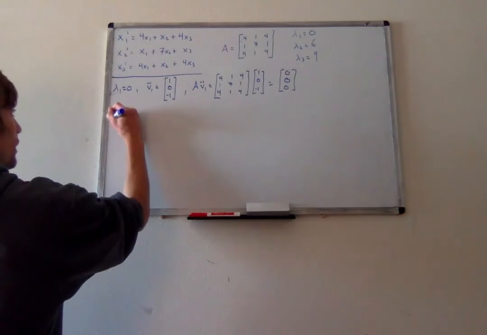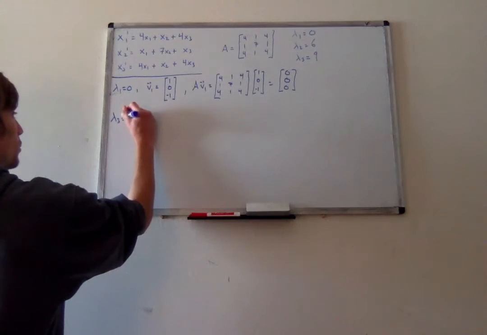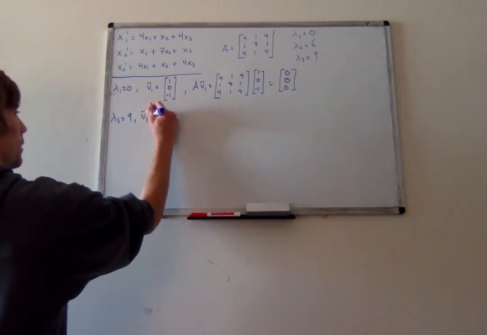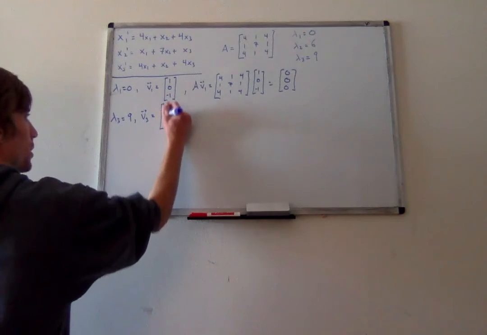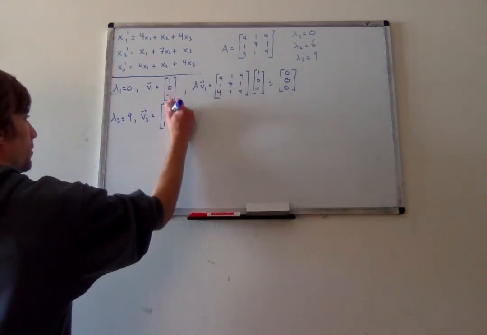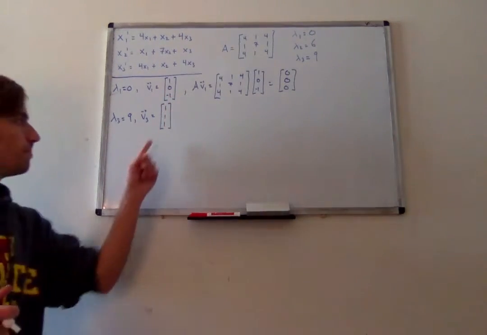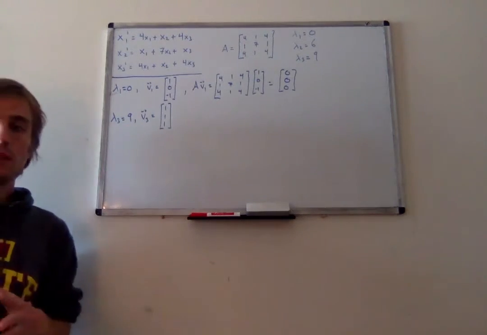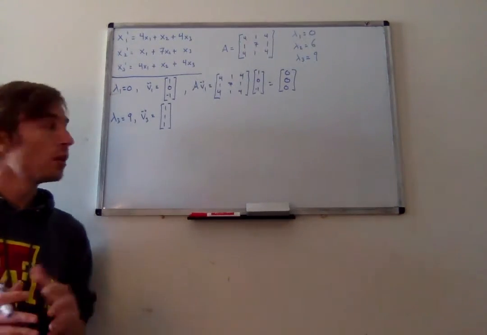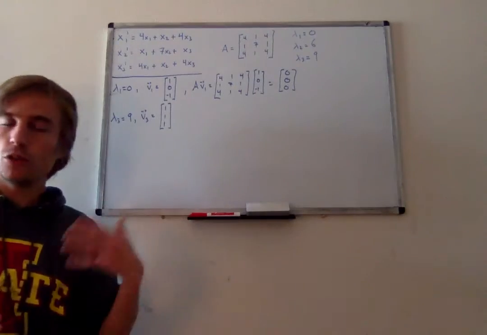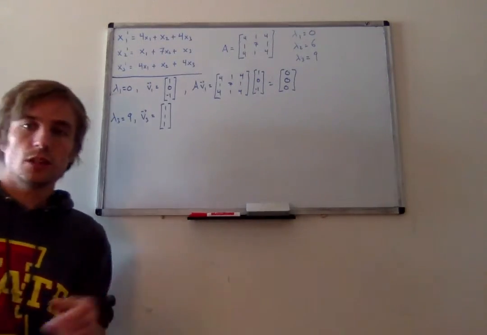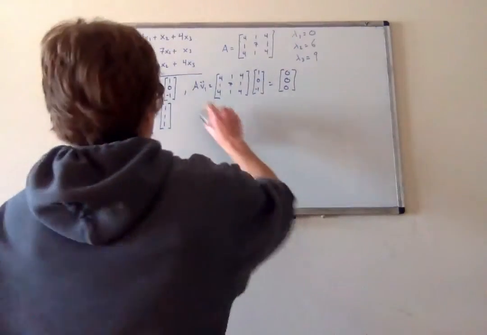Now for lambda 3 equals 9, since all of the rows sum to the same value of 9, I can just use the vector 1, 1, 1. And again, this holds 2 by 2, 3 by 3, 4 by 4. Any matrix where the row sums are all the same, you can just always do this. All right.